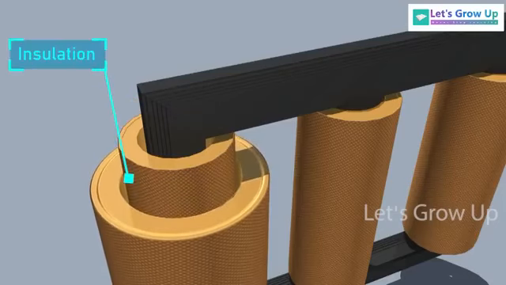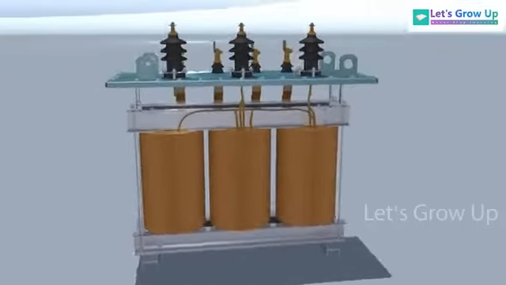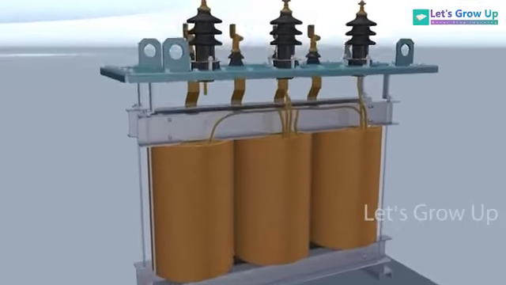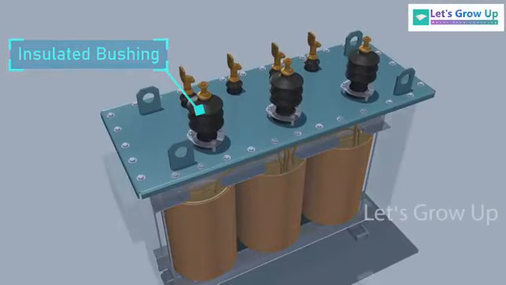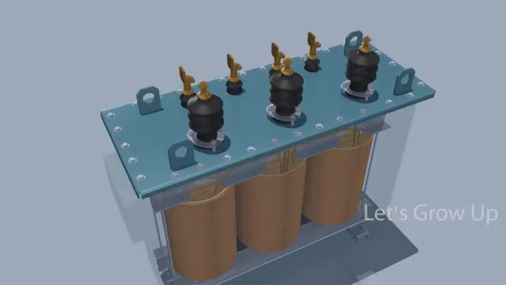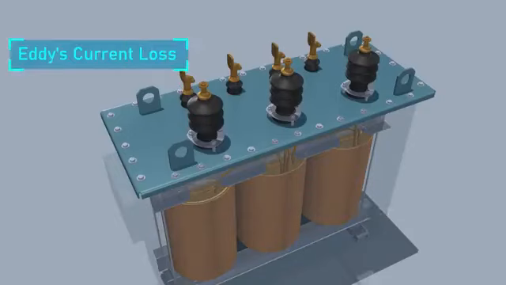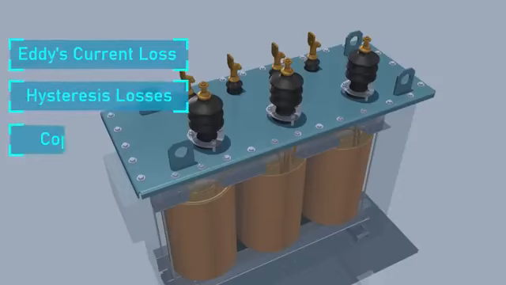Insulation is needed between the primary and secondary winding to prevent short circuits. Finally, to receive electric energy from the transformer, insulated bushings are needed. During its working, or transferring the power from the primary to the secondary winding, various energy losses happen, like eddy current losses, hysteresis losses, and copper losses.